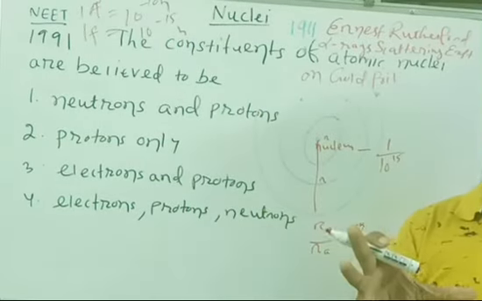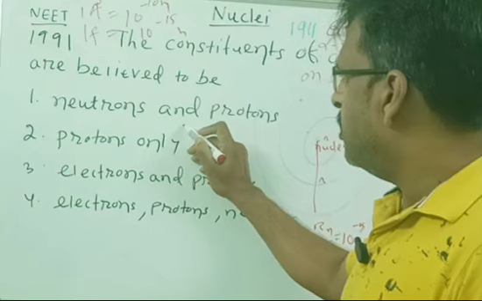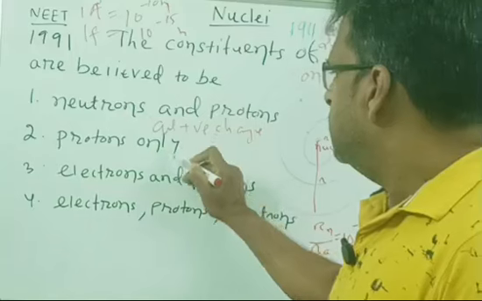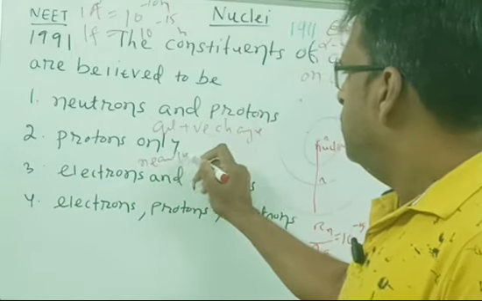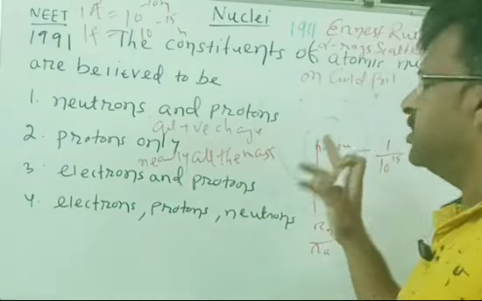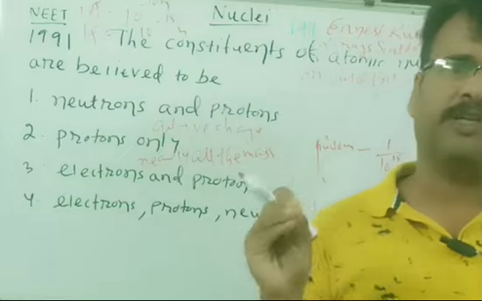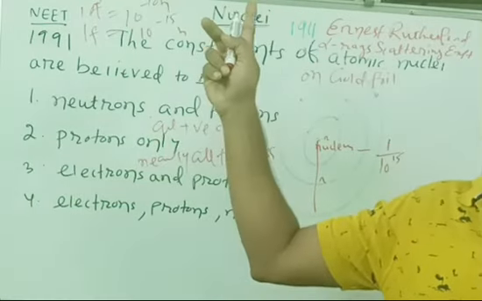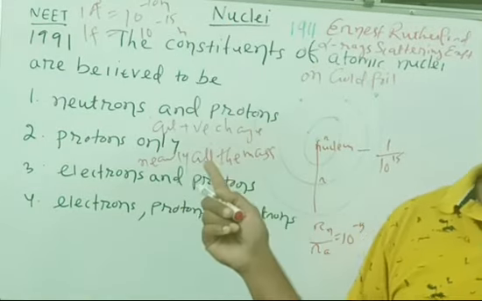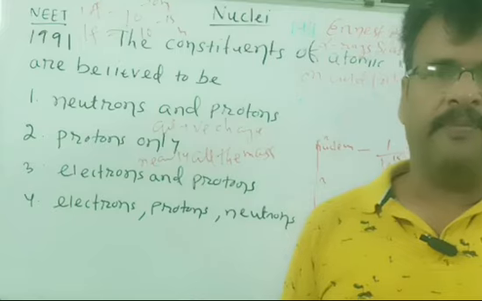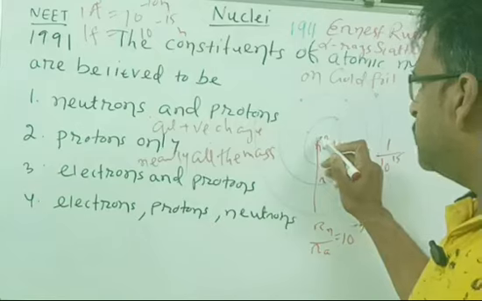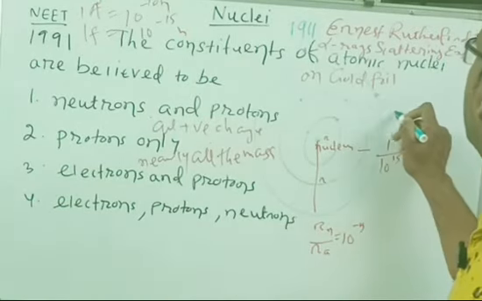So, all the positive charge and nearly all the mass of the atom is concentrated here in a very small volume, which was called a nucleus by Rutherford, and it was discovered in the year 1911 in the alpha-ray scattering experiment on gold foil. Students, the constituents of this nucleus were called nucleons.